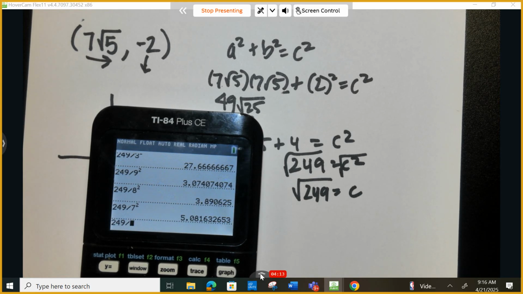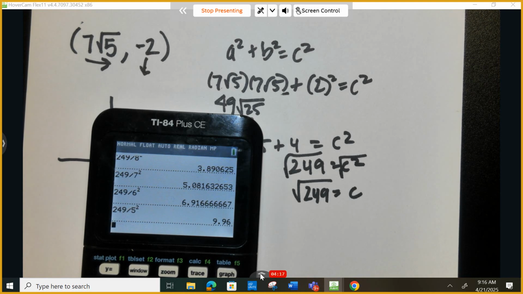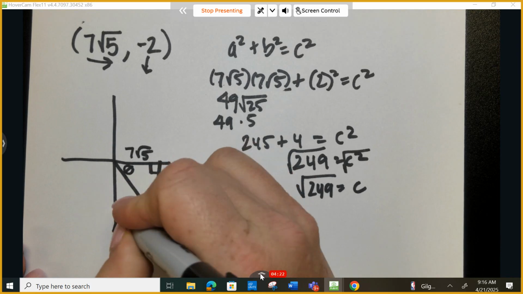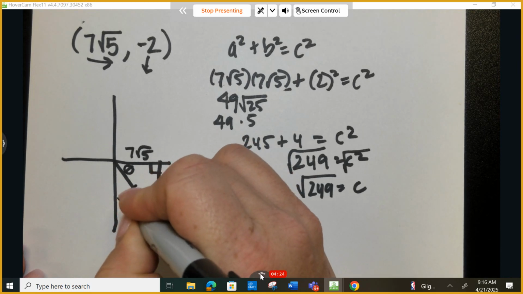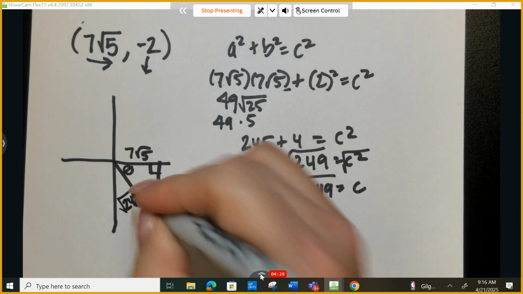So we're dividing by perfect squares, and I'm not seeing anything that's working. Raise your hand if you found anything else that works so far. Anything else? Nope, it doesn't. So we're going to come over here. Please make sure you're listening. This is the square root of 249. That's a 249 there, a little bit hard to see.